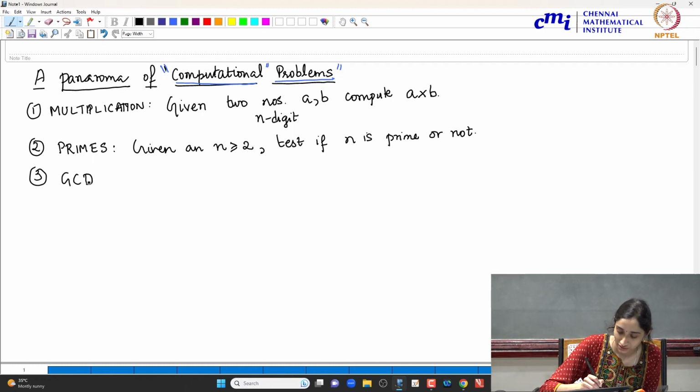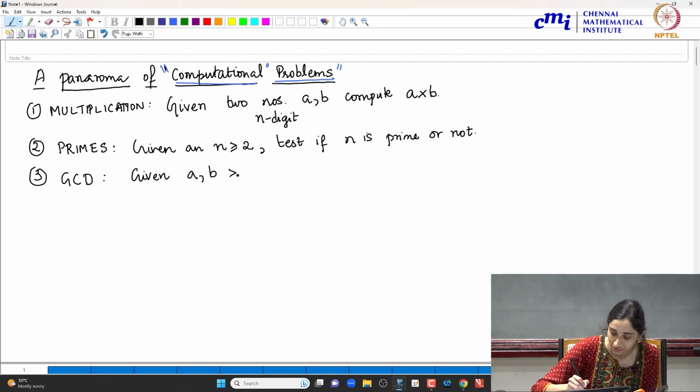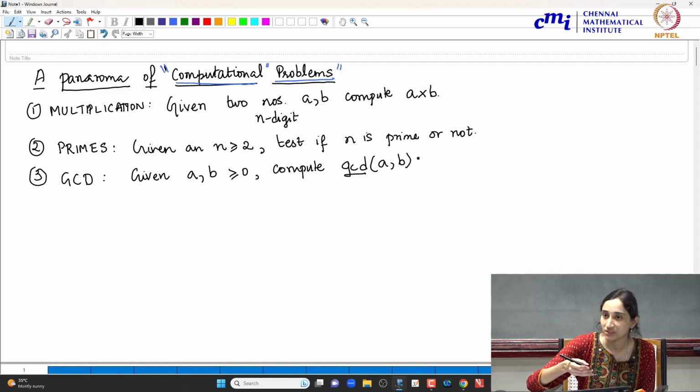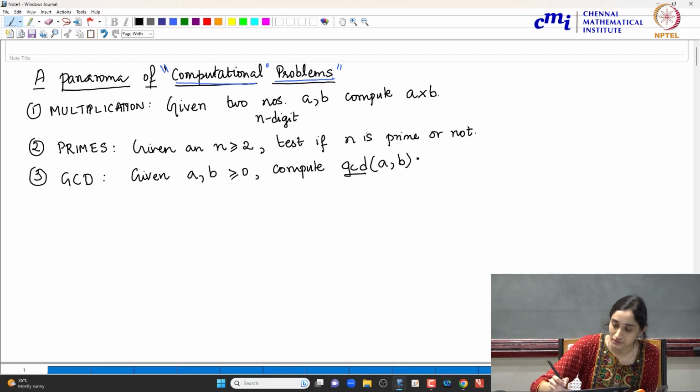So a slightly harder problem is the greatest common divisor. Okay. So again you are given two numbers A, B. Let's say both the numbers are positive and again n digits or something like that. You want to compute the greatest common divisor of A and B. So you are all familiar with the greatest common divisor, right? So D is the GCD if it divides A and it divides B, and for any other number that divides A and B, that number should divide D. Right? So that's the greatest common divisor.